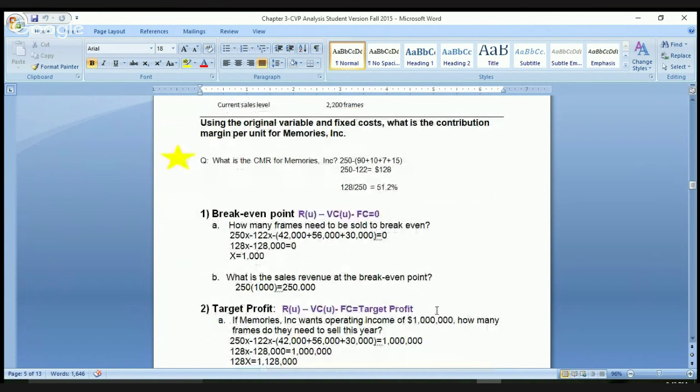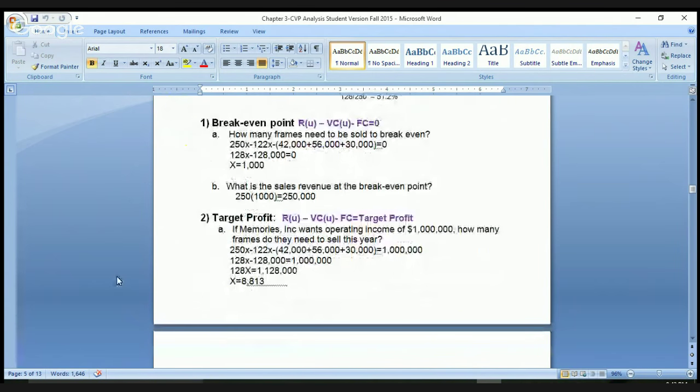Now, what is the sales revenue at the break-even point? I take the number of units that I am going to sell at the break-even point, which is 1,000, and multiply it by the price I'm going to sell it for, which is 250. So 250 times 1,000 is $250,000. Now, we go on to talk about if Memories wants an operating income of $1 million. Remember that operating income is before taxes. We'll be talking about taxes a little bit later on, but right now we're just going to focus on pure profit from revenues, variable expenses, and fixed costs.